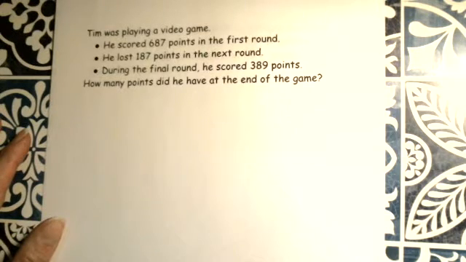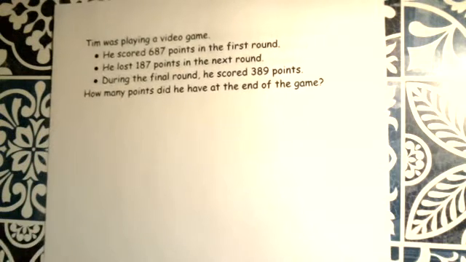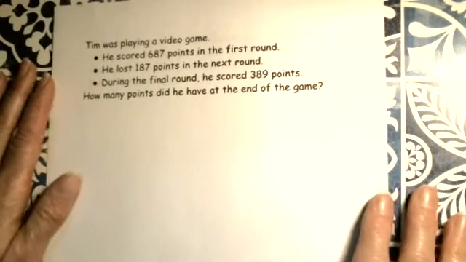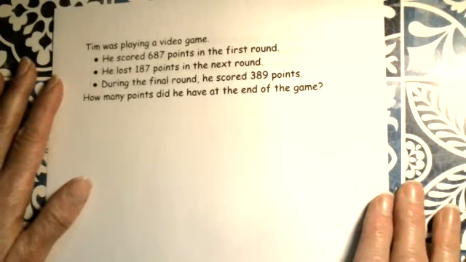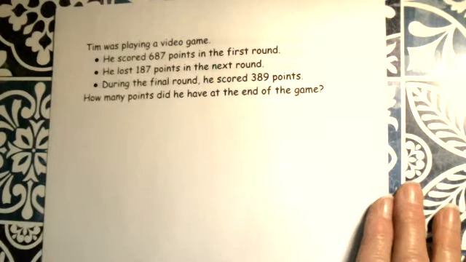In this video, I'd like to practice solving some multi-step word problems. So first thing I'm going to do is read the word problem. It says Tim was playing a video game. He scored 687 points in the first round. He lost 187 points in the next round. During the final round, he scored 389 points. How many points did he have at the end of the game?